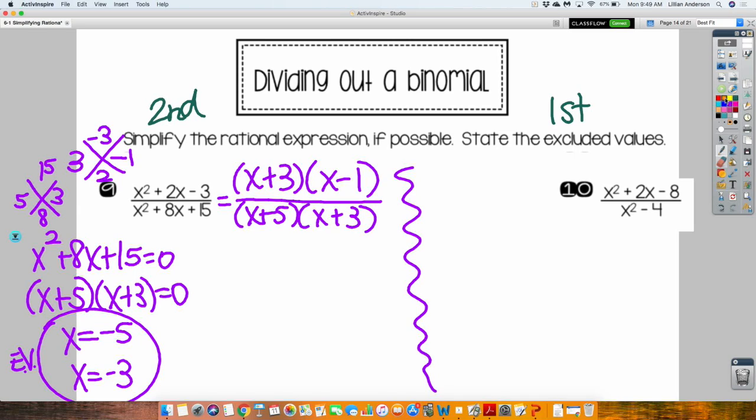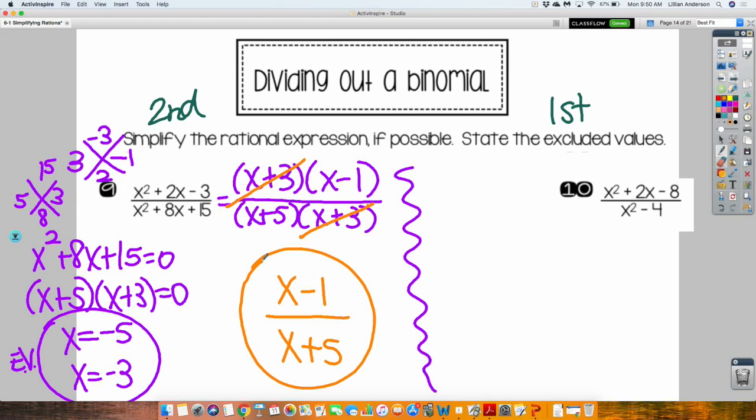Like parentheses? Say it a little louder. X plus 3. Isn't there an x plus 3 at the top and an x plus 3 at the bottom? Those are called factors. And if they're in common, they can cancel out. So if there's an x plus 3 at the top and an x plus 3 at the bottom, they can cancel out. What are you left with on the top? What are you left with on the bottom? And this is as far as you can go.